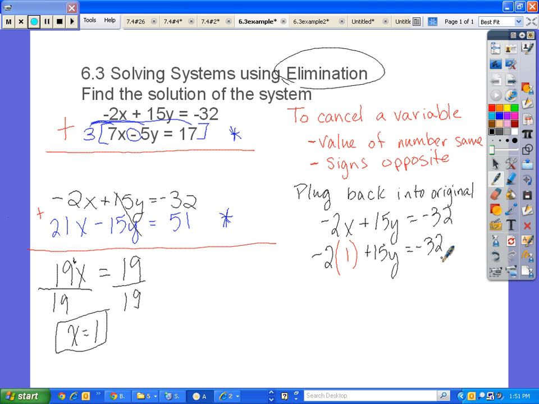So take a moment to do that. So now that you've had a chance to do this on your own, let's do it together. I've got negative 2 times 1, which is negative 2, plus 15y is equal to negative 32.